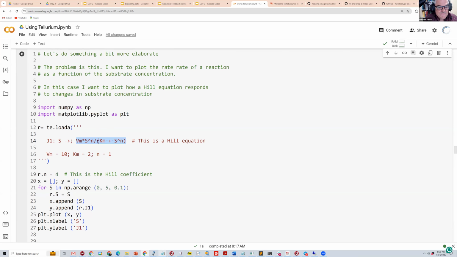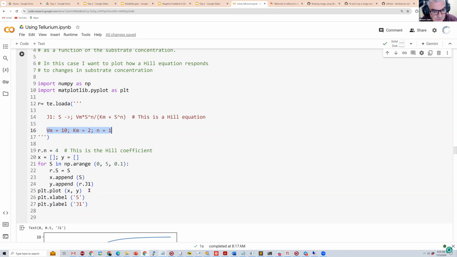Okay. So my model has a single reaction because I'm going to investigate how this rate J1 is affected by changes in S. Okay. So I've set up my initial values here, and then this is the program that I'm going to use to plot the rate versus S. I'm going to set up an RN here so I can change that if I want to later on. I'm going to create two empty lists, X and Y. Okay, so X will go on the X-axis, Y will go on the Y-axis.